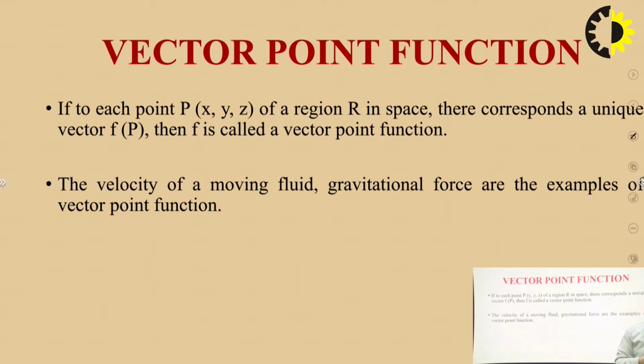The velocity is an example. The velocity of a moving fluid is a vector function, and the gravitational force are examples of vector point functions. Because when a fluid is moving through a channel or a pipe, the direction is also fixed along with the magnitude of the velocity, which is the speed of the fluid.